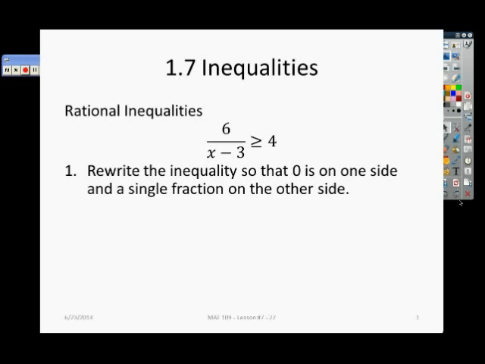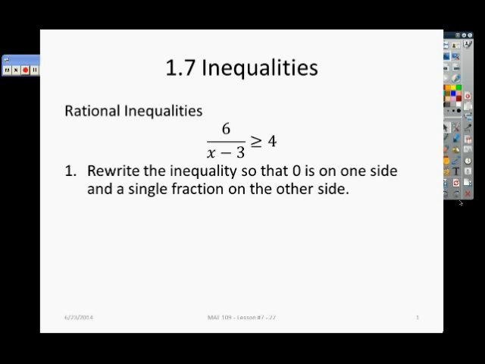In order to achieve that, what we would need to do is add or subtract terms to get all of the terms on the left-hand side and 0 on the right-hand side. Then those terms on the left-hand side can all be combined into a single fraction. You can always add things to make a single fraction.